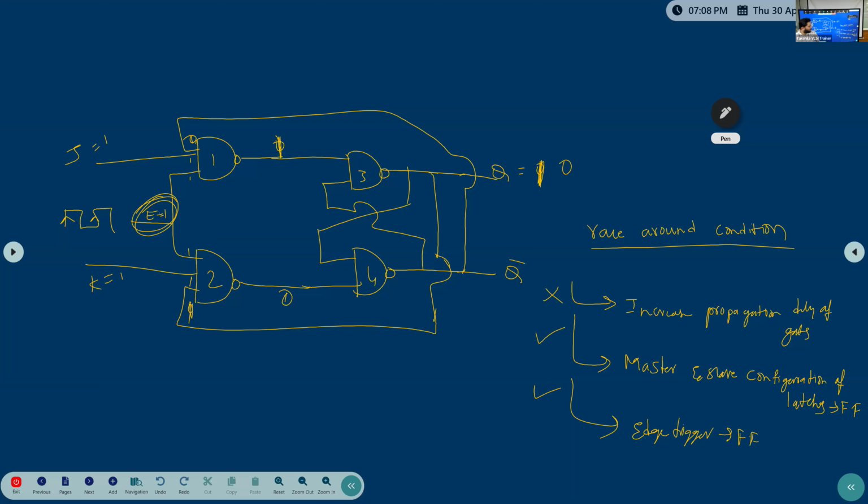Let's see the master slave configuration of latches: what are the conditions for master slave configuration and how we will implement these things in our flip-flops. We'll see now. Before this, you need to know some conditions, some rules and regulations for configuring. So, rules for master slave configuration.